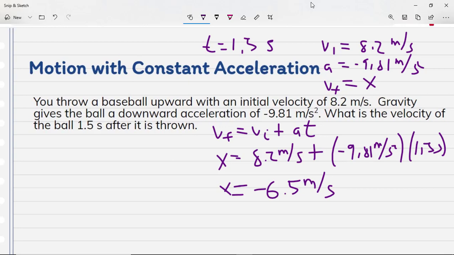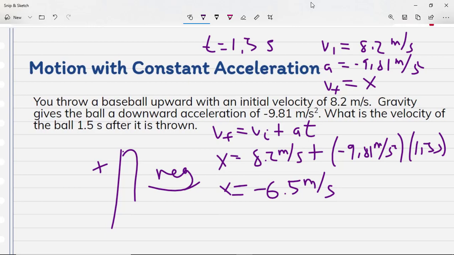And since it is negative, that tells you that the ball is moving downward. We threw a baseball up, so that would have positive velocity. We now know that it's moving back down because our value here is negative. Okay? So again, pretty straightforward. Just plug your numbers in and solve for what's unknown.